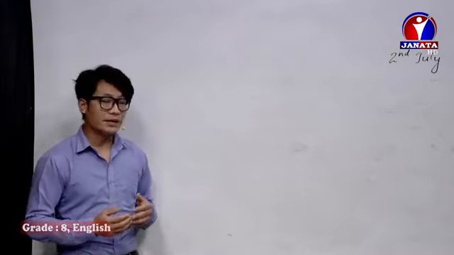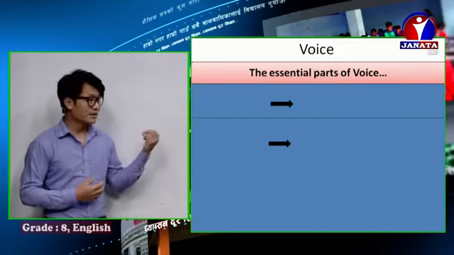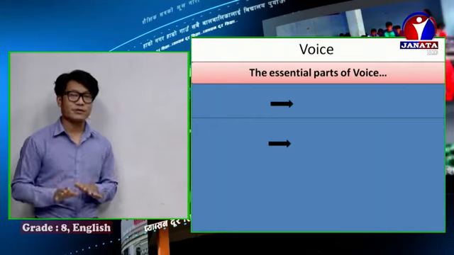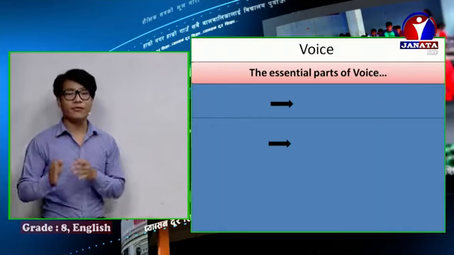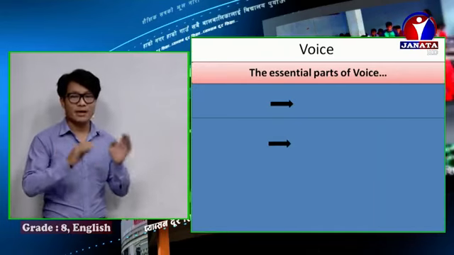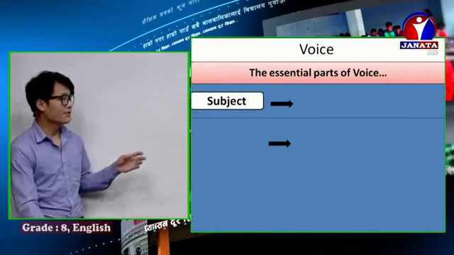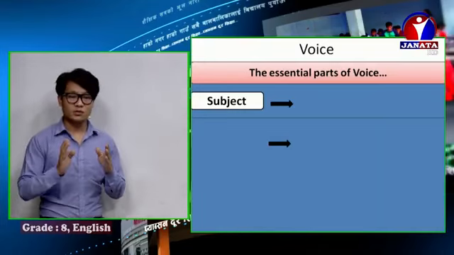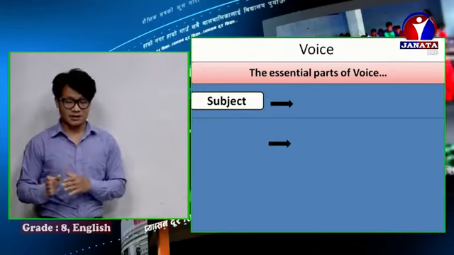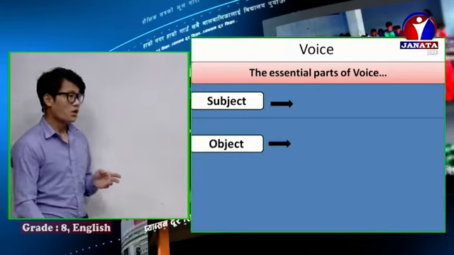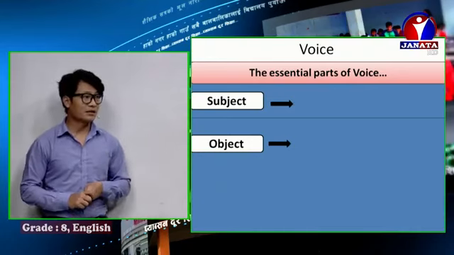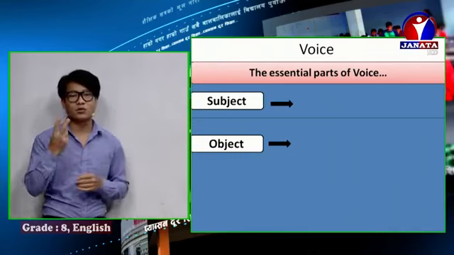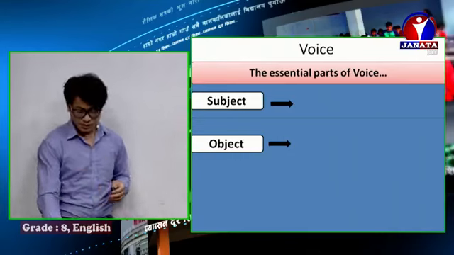So I'm going to show my slide, and then you can see here the essential parts of voice. First of all, we should have information about them, then it will be very easy for you to make active and passive voice. So see this. First of all, subject. Subject is a very essential part of a voice. You should know what exactly subject is. Next is object. It is also another essential part of voice. So you should know what exactly object is. Sometimes one sentence has two objects, so at that time we will know.